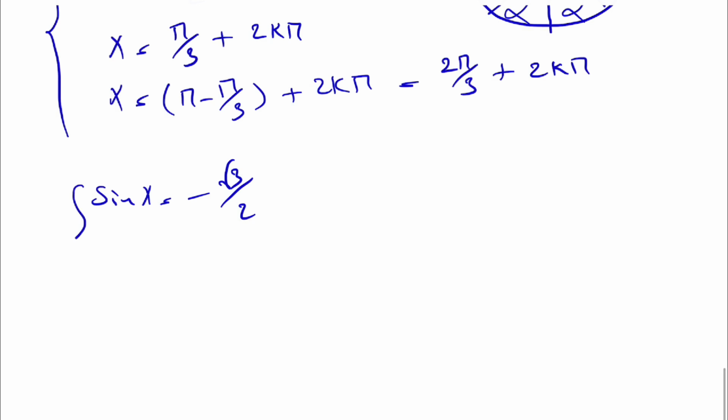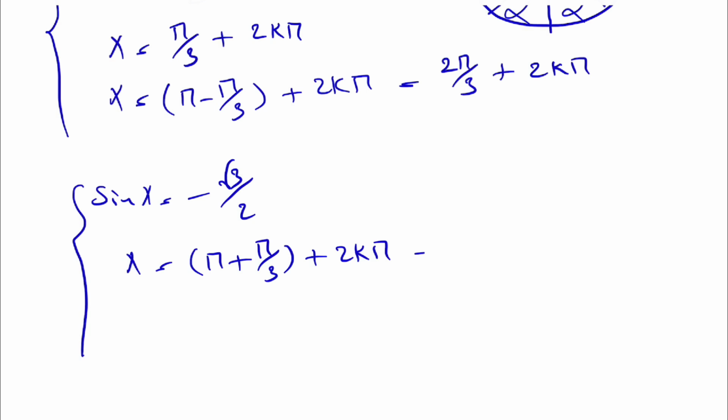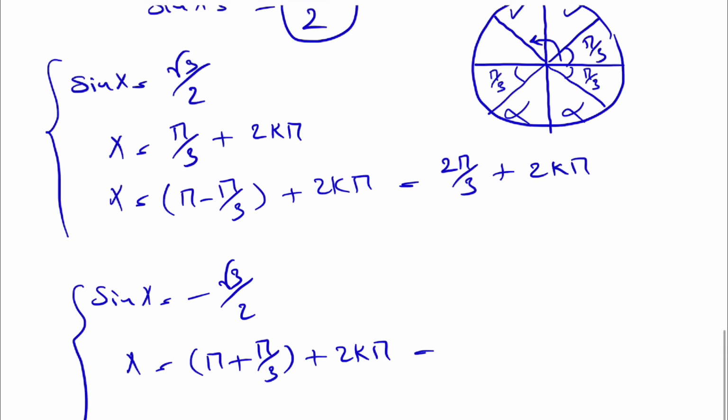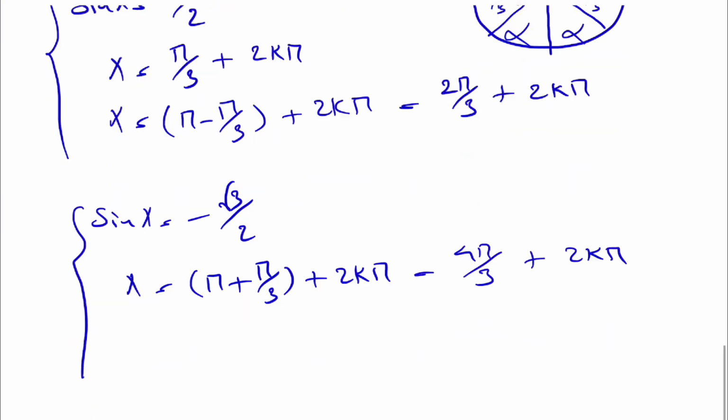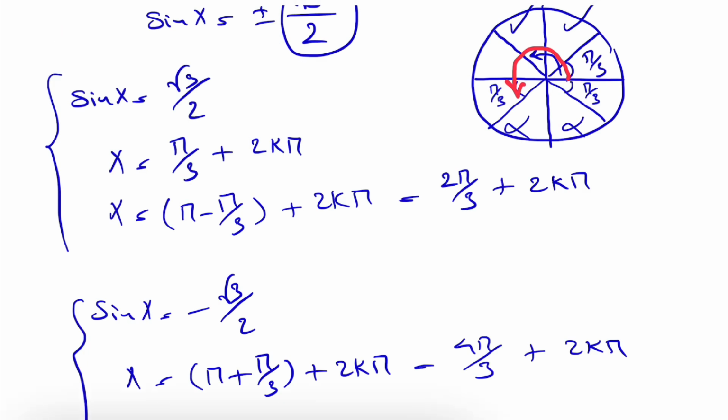If we want to find the answers in the third quarter, we basically have pi plus pi over 3 plus 2k pi. That's going to cover all the answers, and pi plus pi over 3, again, we are looking for this angle here, which will be 4/3 of pi plus 2k pi.